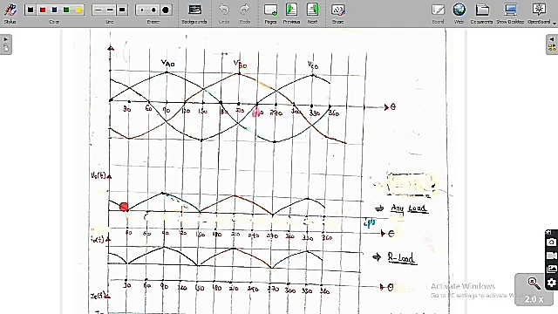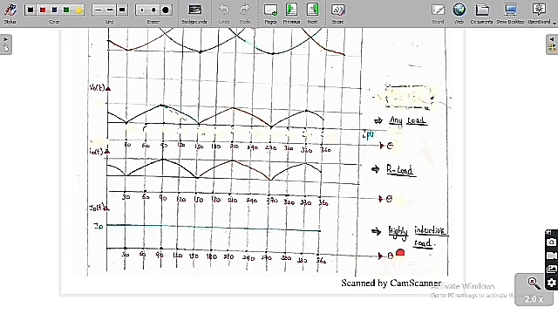For any load, this is the voltage we are going to get. Whereas for an R load, what is the waveform of the current? For a resistive load, the voltage diagram and the current diagram will be in the same manner, so the current has the same shape as the voltage.